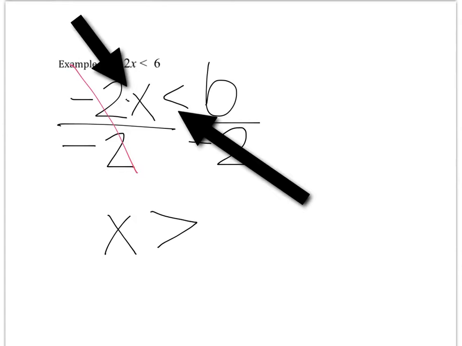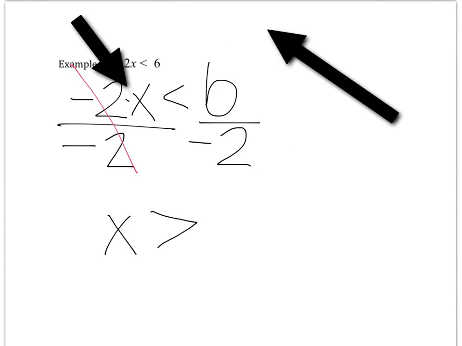Now I have to look back at my division. I was dividing 6 divided by negative 2. A positive divided by a negative is going to give me a negative. 6 divided by negative 2 is negative 3. So this would read x is greater than negative 3.